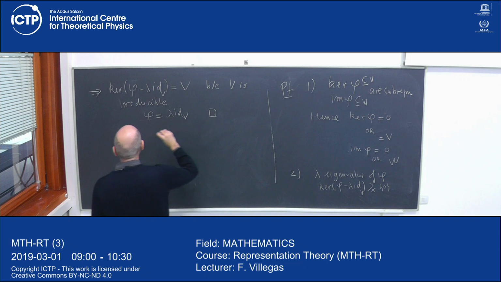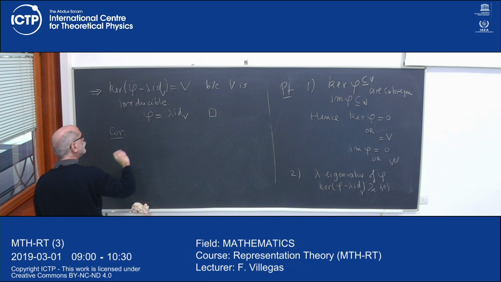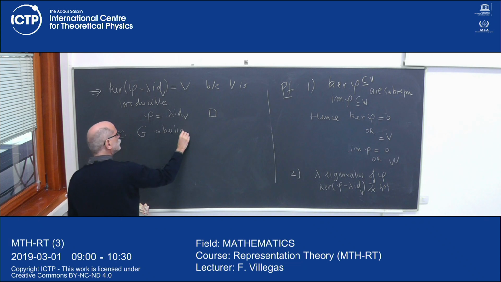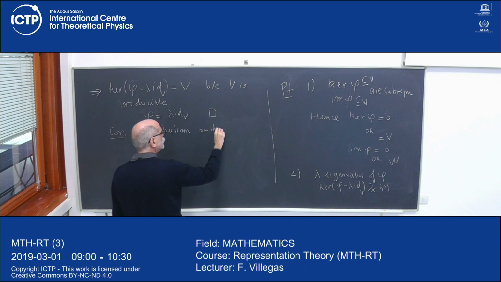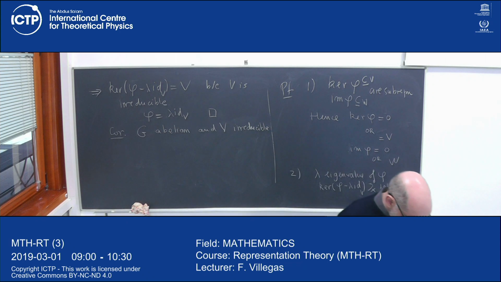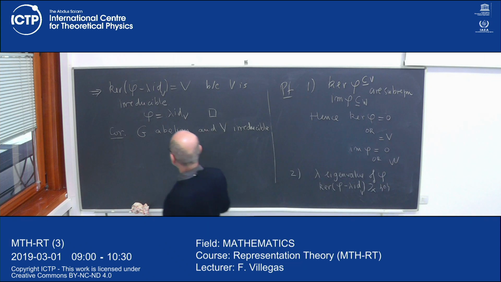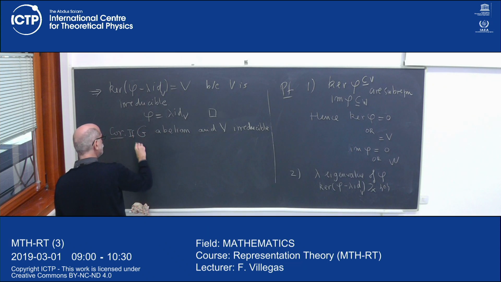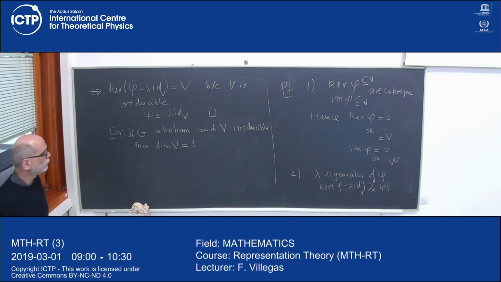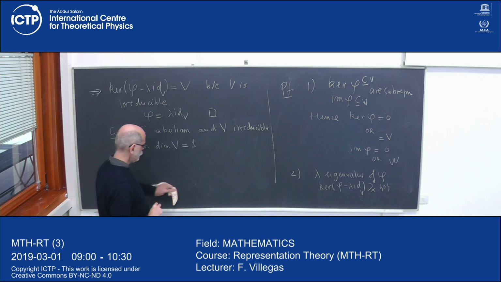Okay, so the first corollary is that if G is abelian and V is irreducible, then the dimension of V is 1. So the only irreducible representations of an abelian group are the one-dimensional representations.